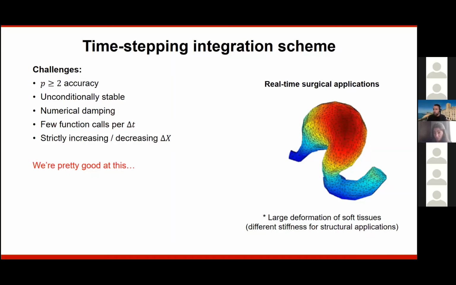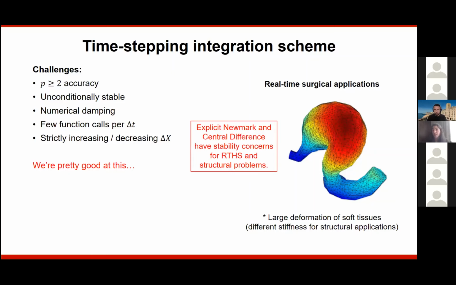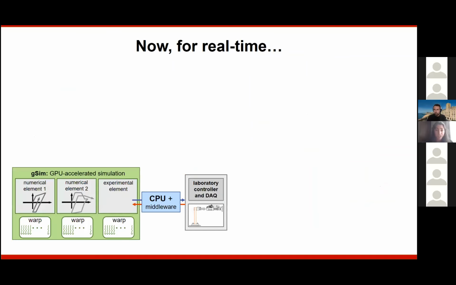So I have this real-time surgical applications that I talked about earlier. The issue with using really any of the formulations that they've done in that world for us in real-time hybrid simulations is that these are very soft tissues that are undergoing large deformations, extremely different stiffness properties, and really what they're using is explicit Newmark and central difference, which are going to have major stability concerns when we apply it to real-time hybrid simulation. So a lot of these other applications, while very promising, still need to be rethought in terms of how we want to approach our RTHS requirements.